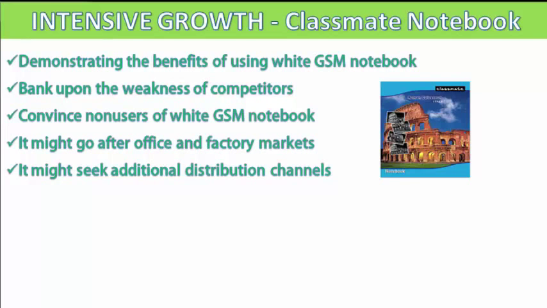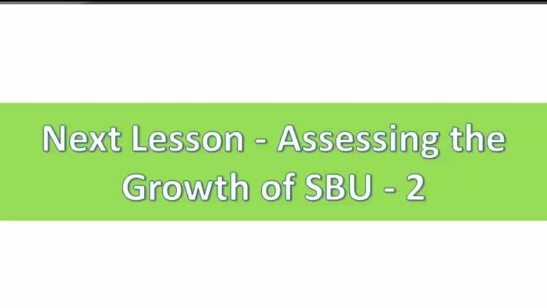Finally, the company could try to convince non-users of white GSM paper notebooks to start using them. And how can Classmate use a market development strategy? Firstly, it might try to identify potential user groups in the current sales area. If it has been selling its notebooks to the consumer market, then it might go after office or factory markets. Secondly, it might seek additional distribution channels by adding mass merchandising or online channels, where they can sell their notebooks online. Thirdly, the company might sell in new locations in its home country or abroad.